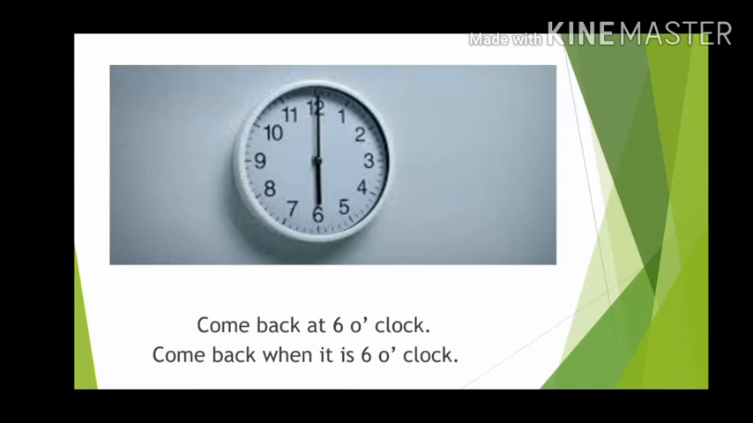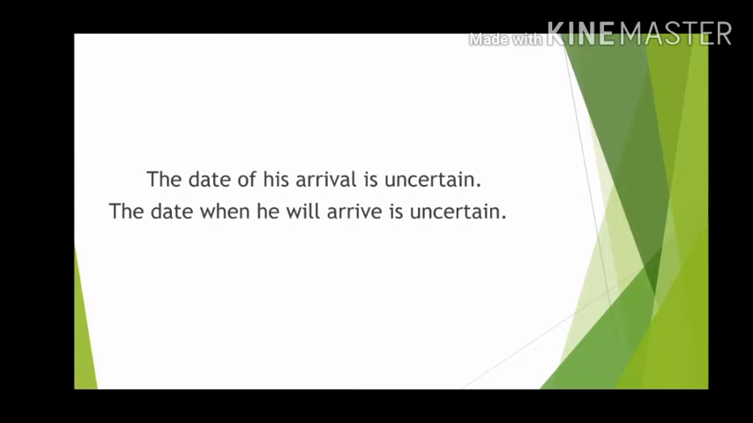One more example. The date of his arrival is uncertain. We can write like this: The date when he will arrive is uncertain.